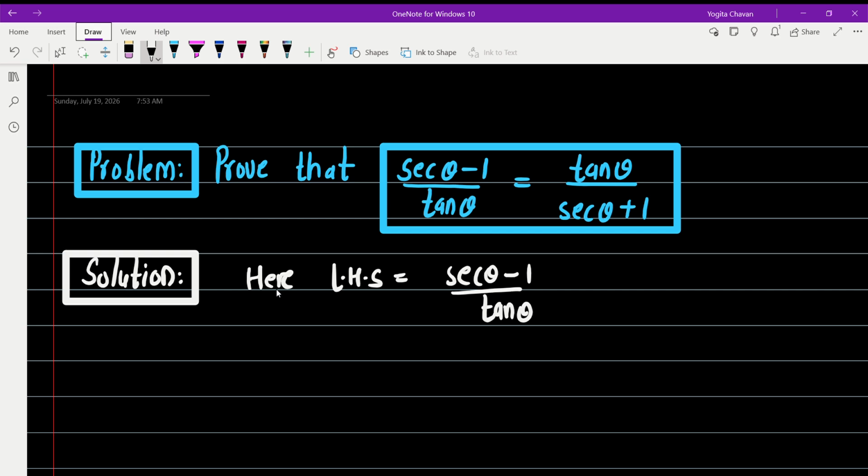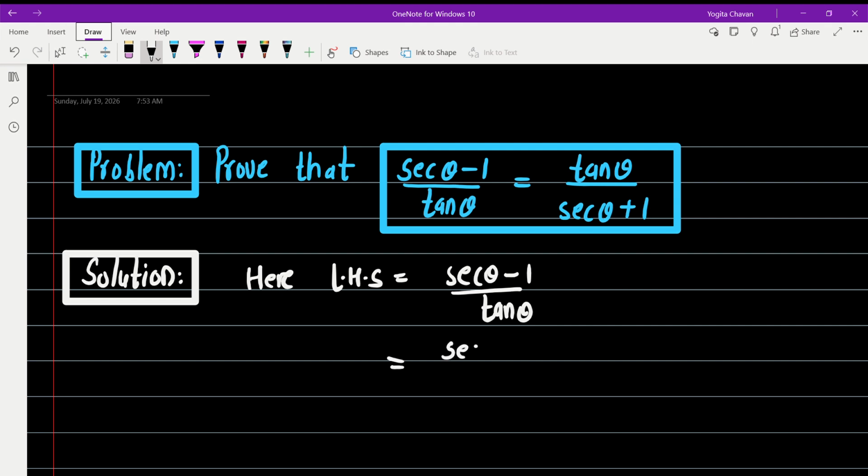Let's prove (sec theta minus 1) divided by tan theta is equal to tan theta divided by (sec theta plus 1). Now see the solution. So here the left hand side, LHS, is equal to (sec theta minus 1) divided by tan theta. Now multiply and divide this term by (sec theta plus 1).